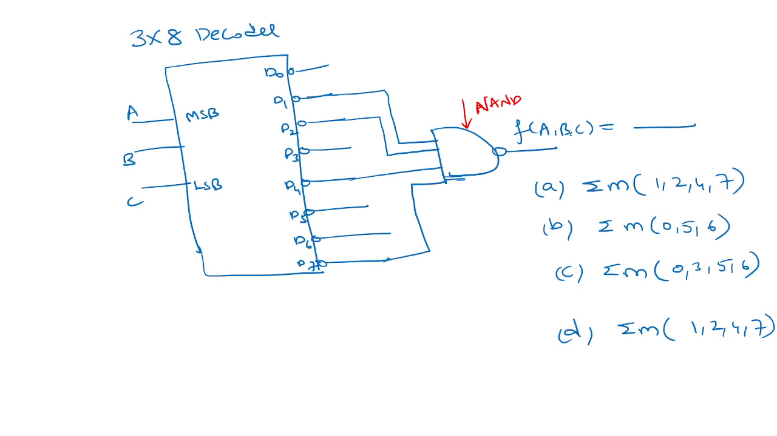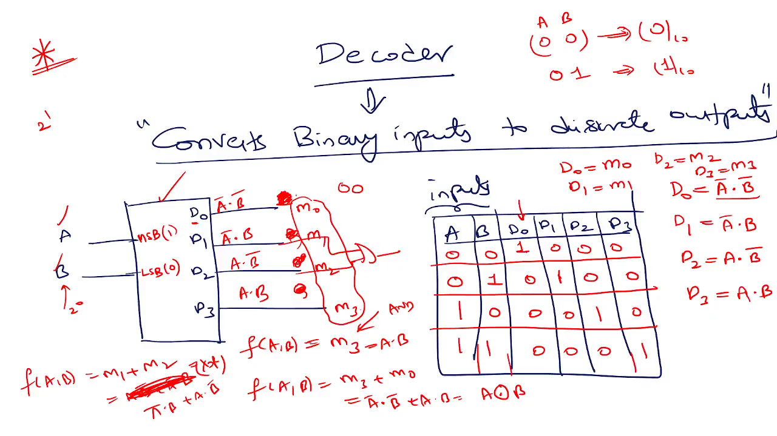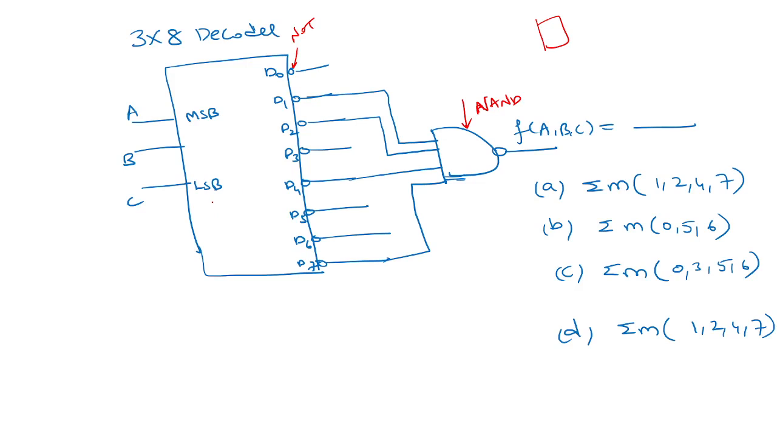Okay, so according to your convention, this is a bubble, right? This is a NOT operation, right? If this is not there, for example, you have this, and you saw already. If that is not there, this D naught is equal to M naught only, right? Here also you look at it.